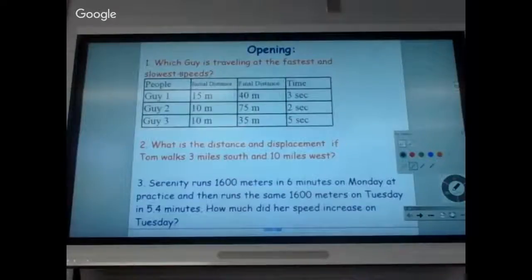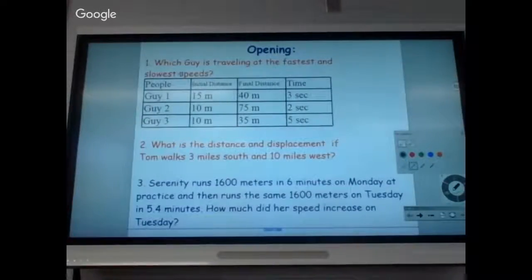She crashed. All right, which guy is traveling at the fastest and the slowest speed? How would you find it? What do we have to do if this is on your test at the end of the week? Subtract the distance and time. Subtract the distance and the time? Like, not together, but all the ones.